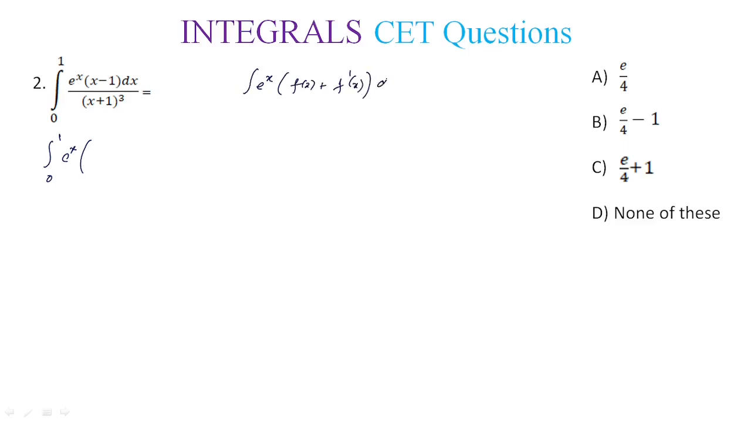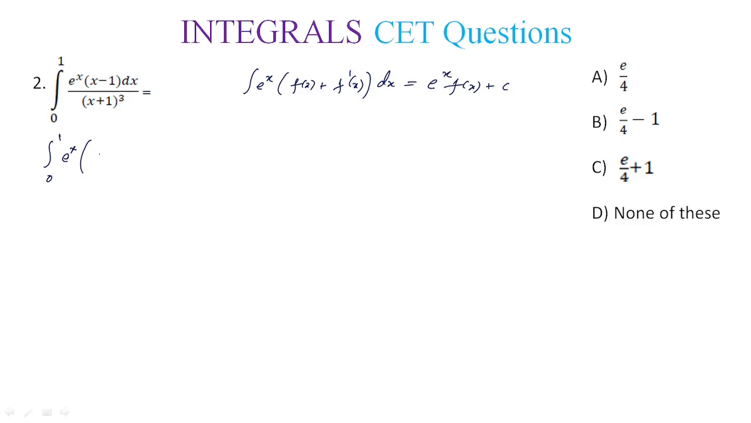What is the integration of e raised to x into f of x plus f dash of x? It is e raised to x into f of x plus c. So now if you try to write it in that form, denominator x plus 1 is there, so that's why numerator also try to write it in the form x plus 1 plus something.